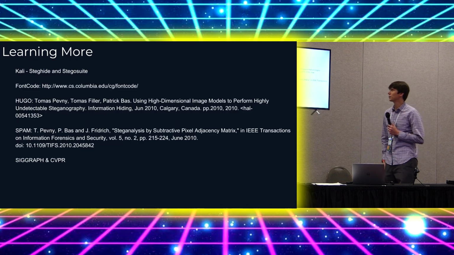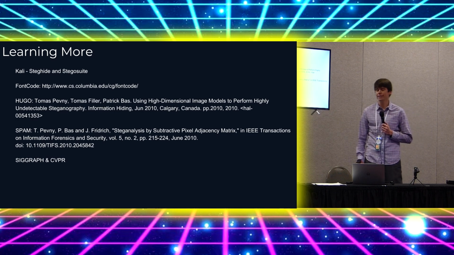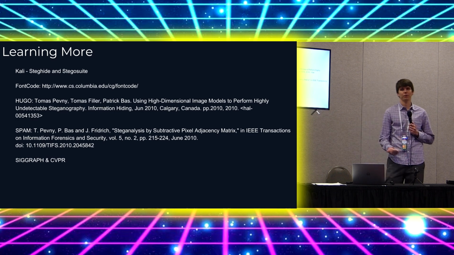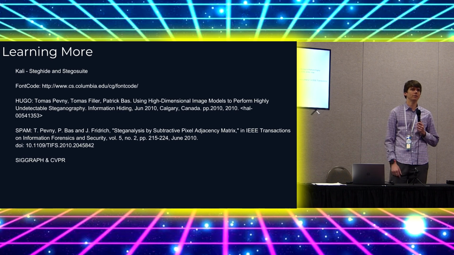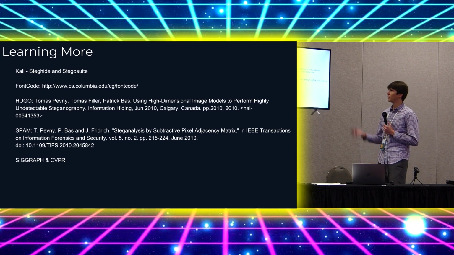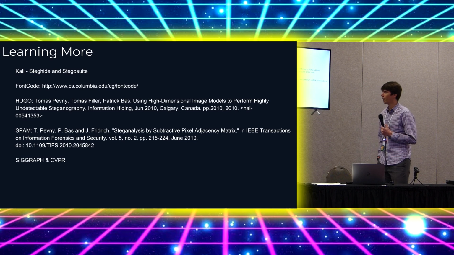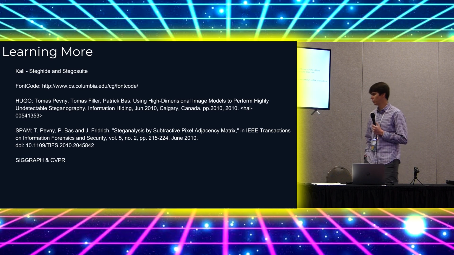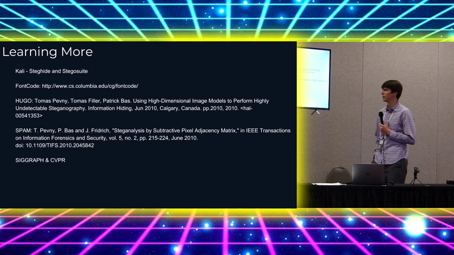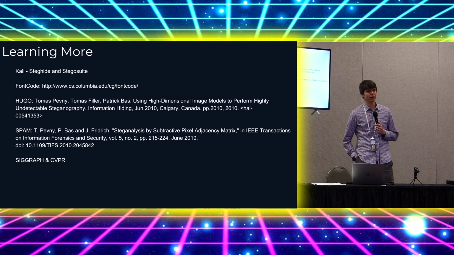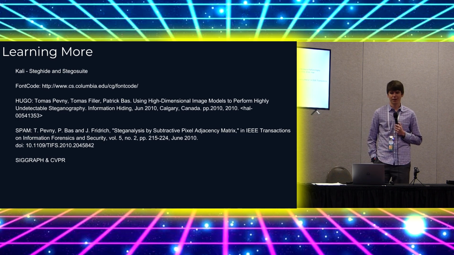If you want to learn more, everyone's favorite, Kali Linux has two programs, StegHide and StegoSuite, that both let you encode and decode steganographic audio and image files. The Font Code project lives on Columbia's website there. The Hugo and Spam papers are available online. If you want to read more recent publications, SIGGRAPH and CVPR occasionally publish Stego papers as well.